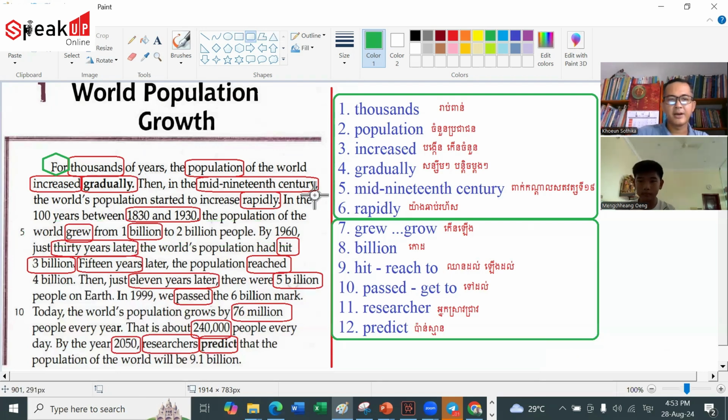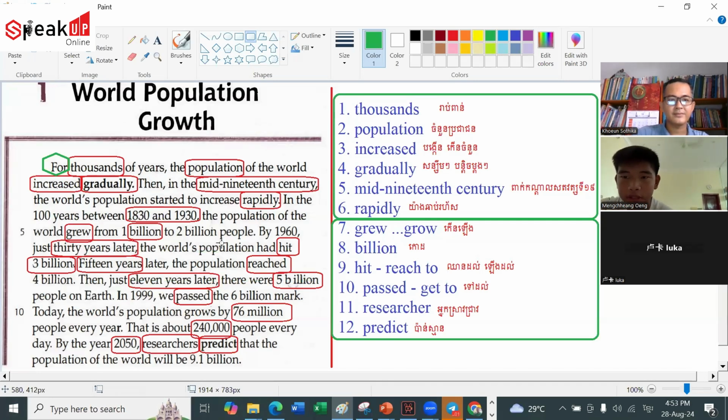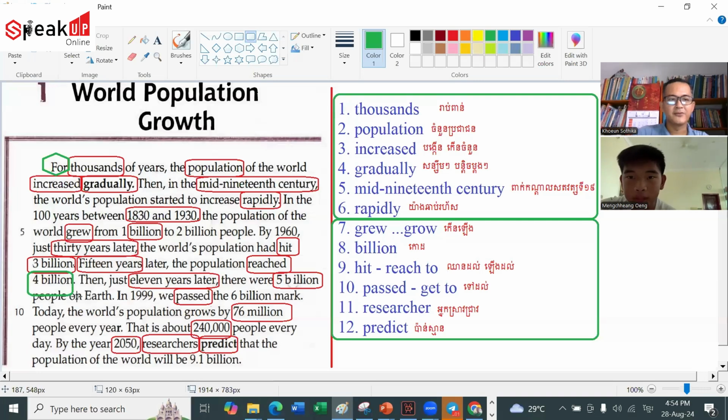Great. And then by 1960, that is 30 years later, what happened? In 30 years, the world's population had hit 3 billion. Okay, 30 years later. Now 15 years later, what happened? 15 years later, the population reached 4 billion. Yes. And then 11 years later, what happened? Just 11 years later, there were 5 billion people on Earth.